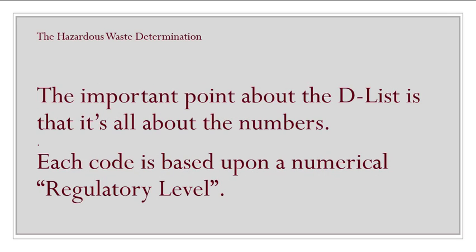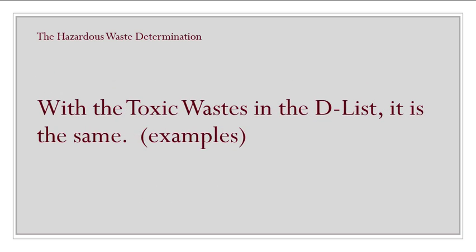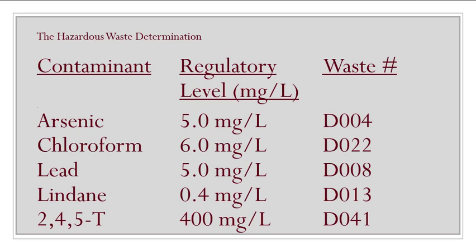So the important point about the D list is that it's all about the numbers. Each code is based upon a numerical regulatory level. That's how you'll hear them referred to in discussion all the time. So you saw that with D001 and D002, the waste code is applied based on a numerical standard, flash point and pH. With the toxic wastes in the D list, it's the same. And hey, how about an example? So we have in this table here the contaminant, the regulatory level, and the associated waste number.